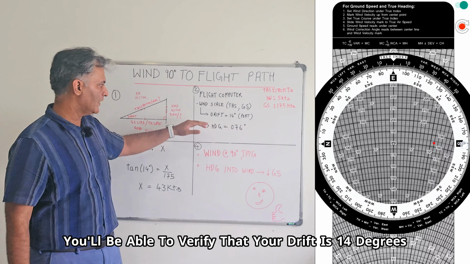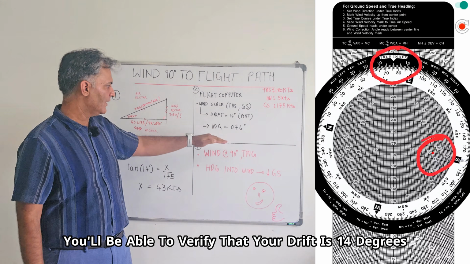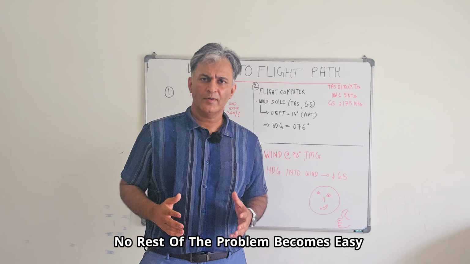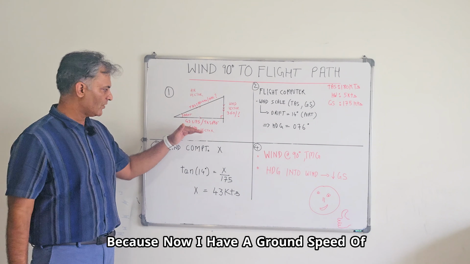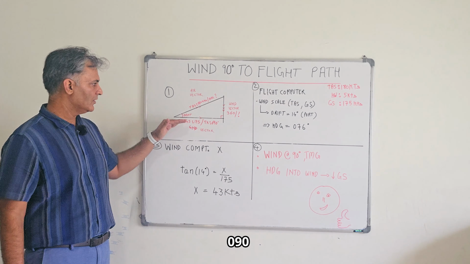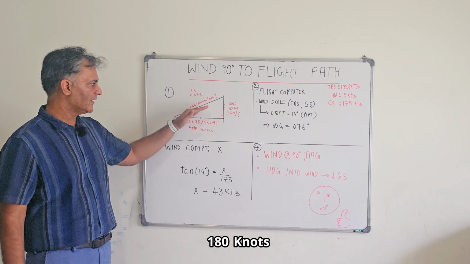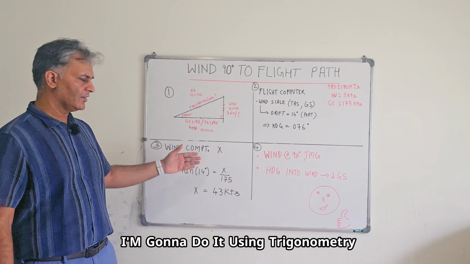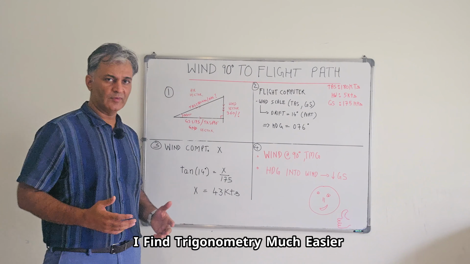With this, you will be able to verify that your drift is 14 degrees and your heading is 076 on the air vector. Now rest of the problem becomes easy because now I have a ground speed of 175 knots on the track 090, drift is 14 degrees and TAS is 180 knots. All I have to find out is the component of wind. I'm going to do it using trigonometry. You can also use a circular scale. I find trigonometry much easier.